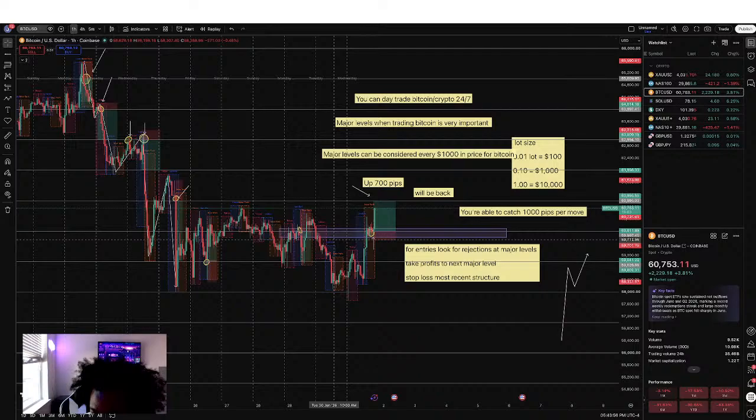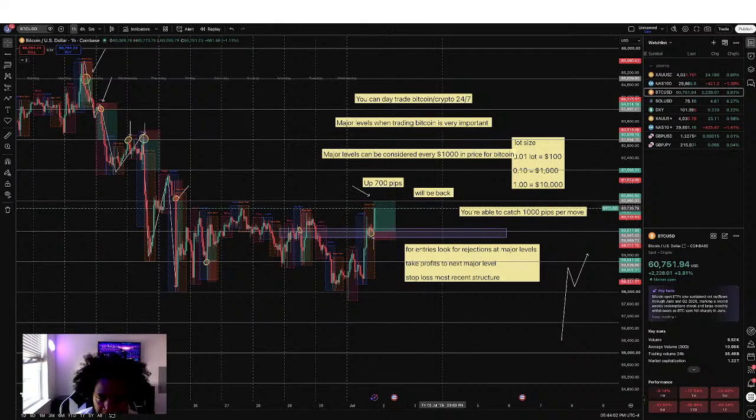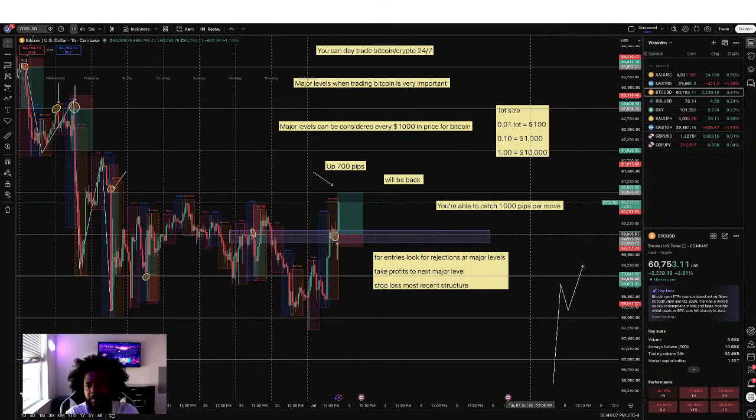This is basically the most recent position right now. As you can see, it's pumping just in one candlestick. This is literally 750 pips in one candlestick.